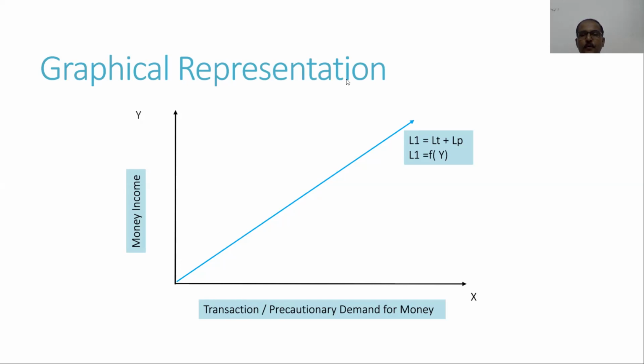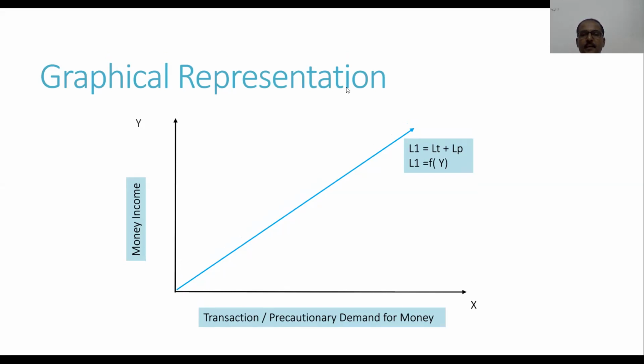So friends, what we have done today is we have tried to understand a part of the Keynesian theory of the demand for money. We have tried to understand the two important motives behind it: one is the transaction demand for money, and second is the precautionary demand for money. We will continue with this in our next video for the speculation motive.